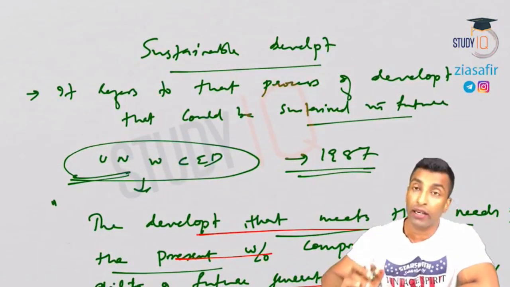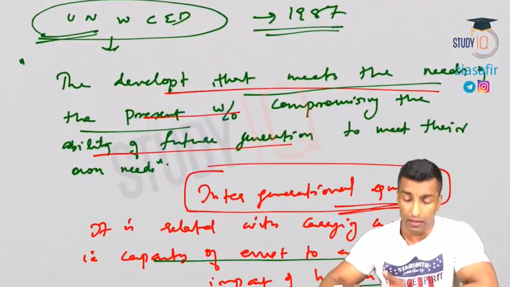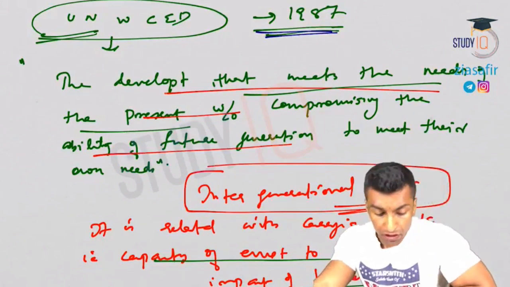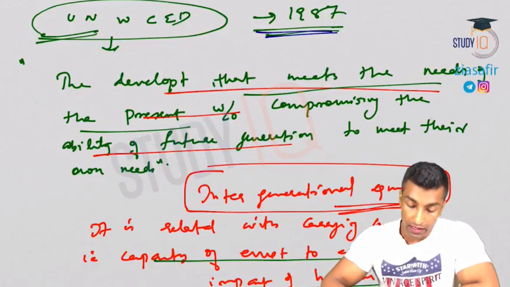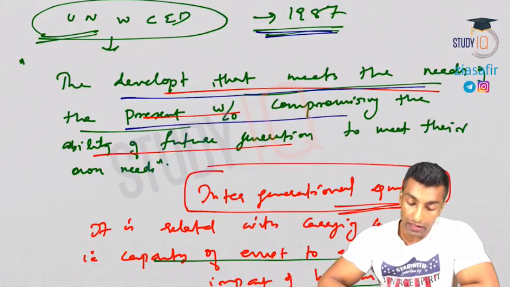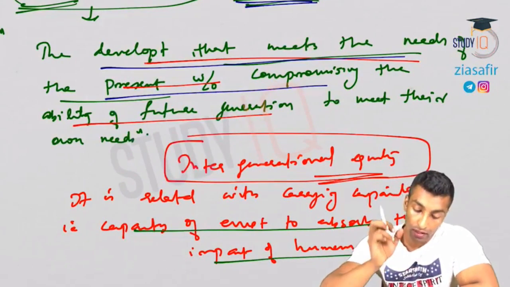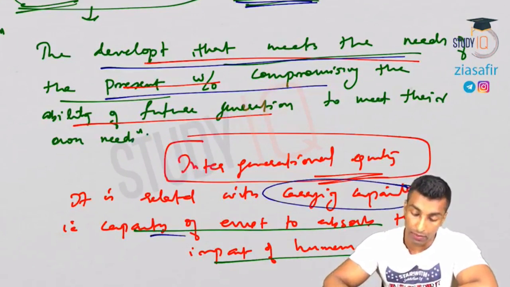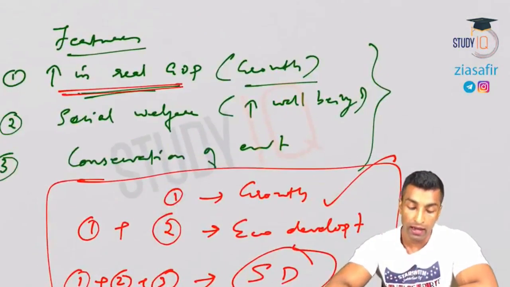So sustainable development, it refers to the process of development that could be sustained in future in simple language. So here we talked about the definition which is given by UN World Commission on Environment and Development and Brundtland Commission, famously known after. So development that meets the needs of the present without compromising the ability of future generation to meet their own needs. Okay, so it calls for intergenerational equity. We have discussed about this concept, carrying capacity, the capacity of environment to absorb the impact of human activities.